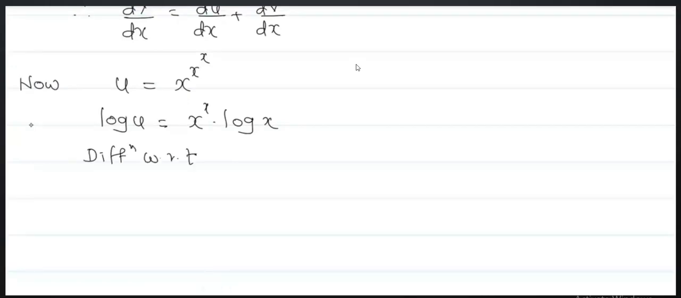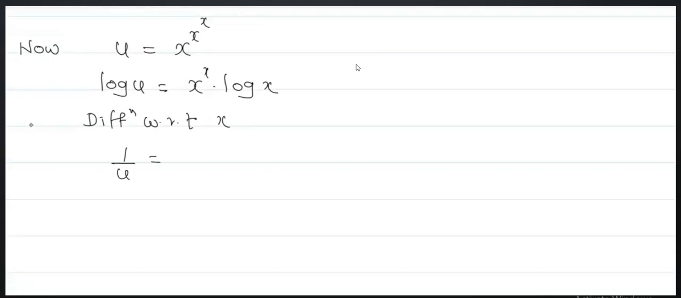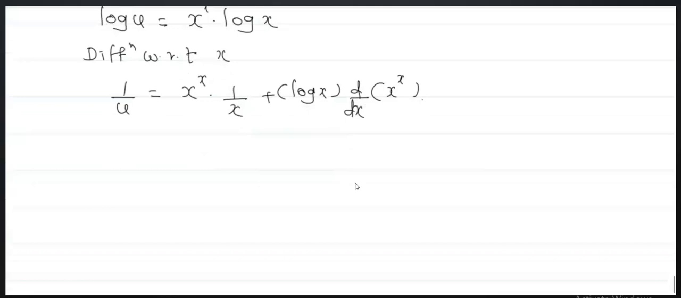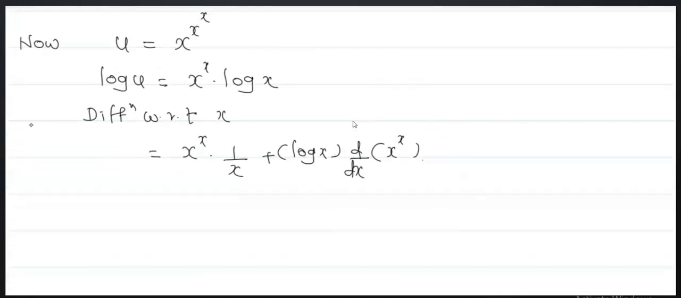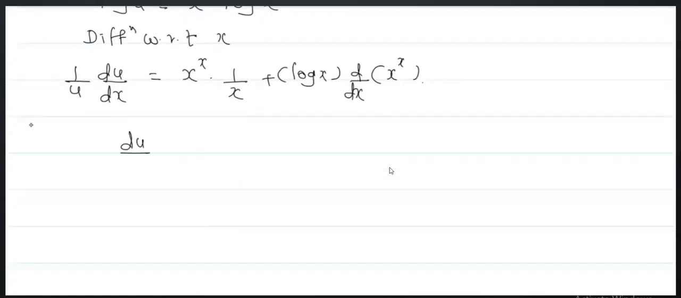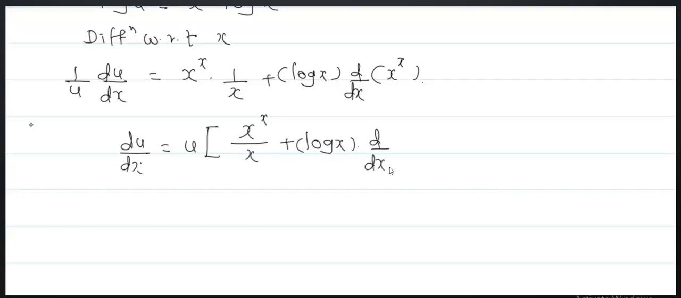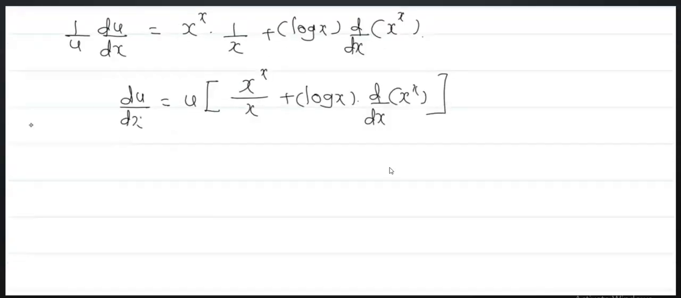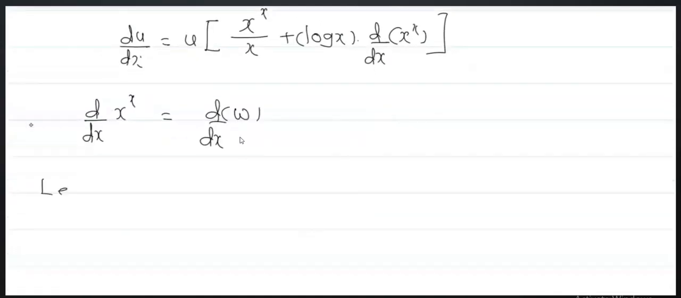The derivative of log of u is 1 upon u into du by dx. x raised to x into d/dx of log x, which is 1 upon x, plus log of x into d/dx of x raised to x. Now I will again substitute the value of the derivative of x raised to x, that is x raised to x in bracket 1 plus log x. Therefore du by dx is equal to u in bracket x raised to x upon x plus log of x into d/dx of x raised to x.